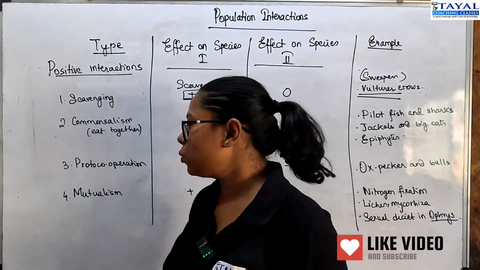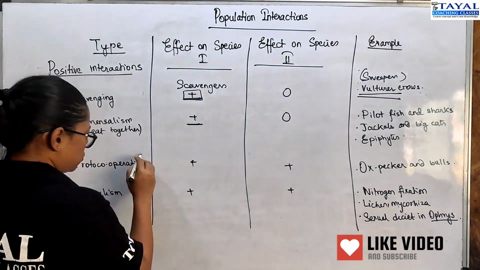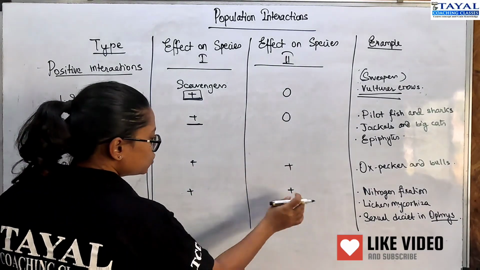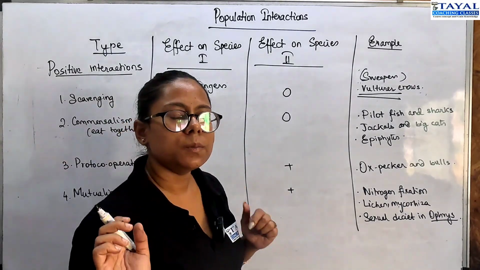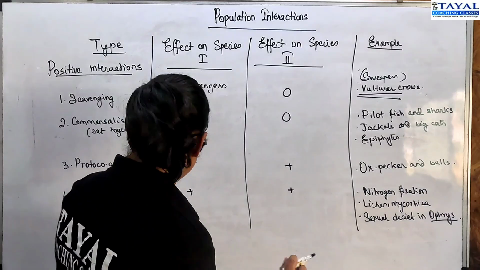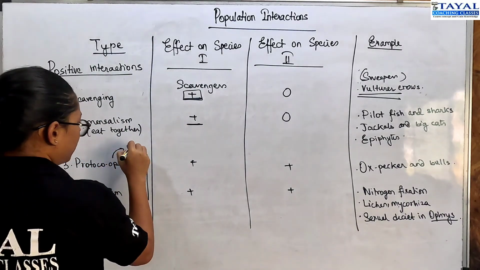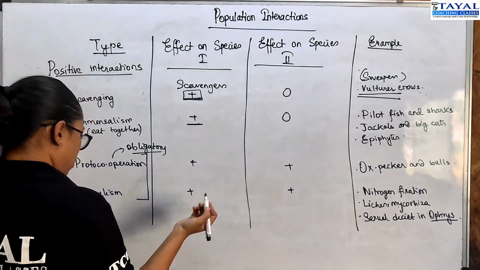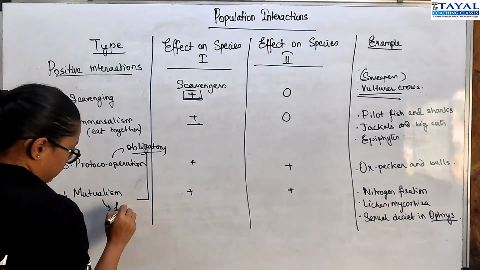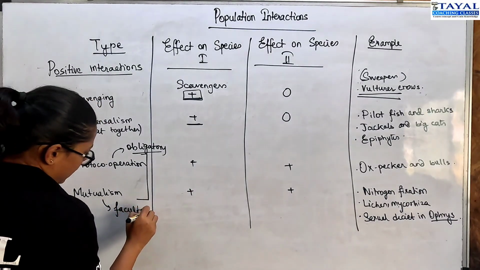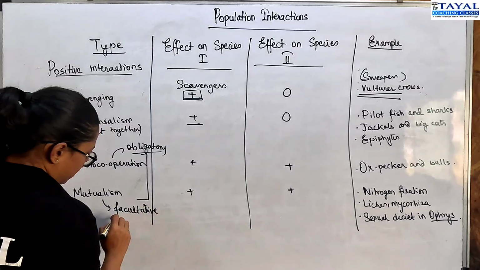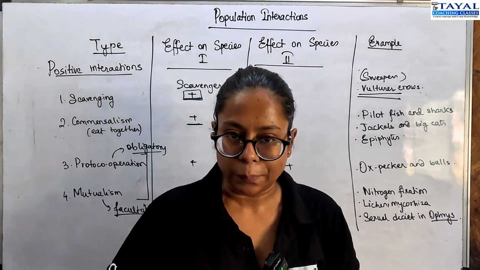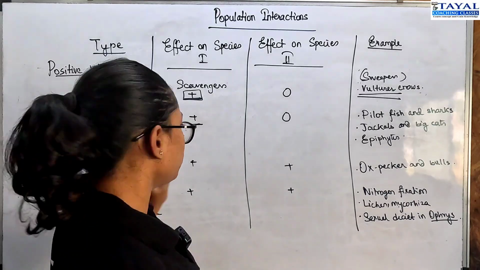Moving on, we have proto-cooperation. Now, these two, proto-cooperation and mutualism, are basically similar, but both individuals in the cooperation will be positively benefited. But proto-cooperation is facultative. An organism chooses to do it or not. Mutualism is obligatory. That is, such organisms are dependent on this mutualistic behavior for survival. Okay? So let's look at proto-cooperation.